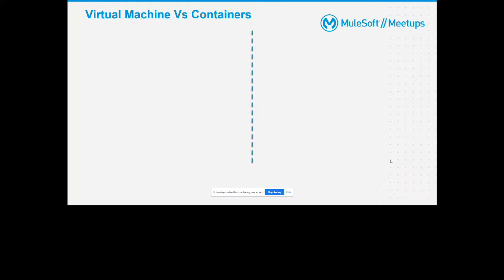Before we move further, let us see the difference between a virtual machine and a container so that we can understand better why MuleSoft keeps saying that CloudHub 2.0 is a lighter version, and that your application can be deployed or enabled on CloudHub 2.0 much faster than on CloudHub 1.0.